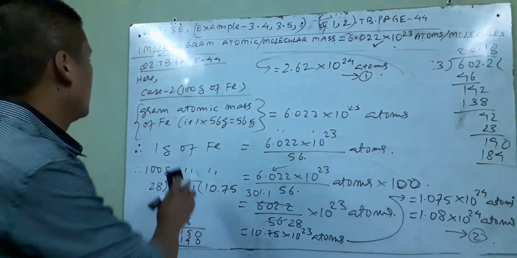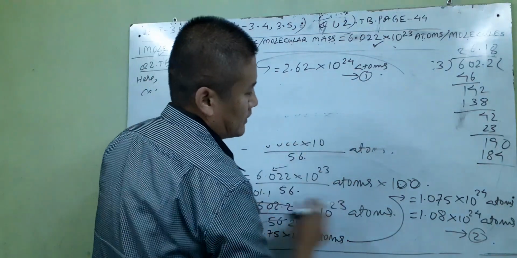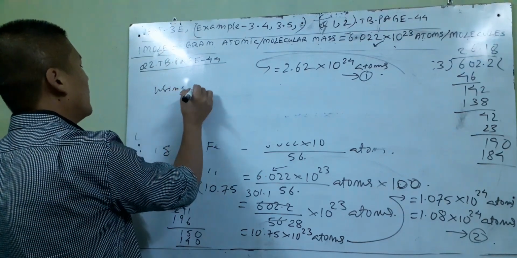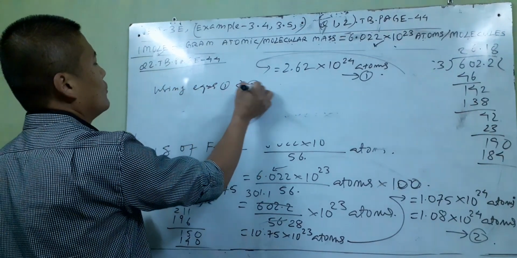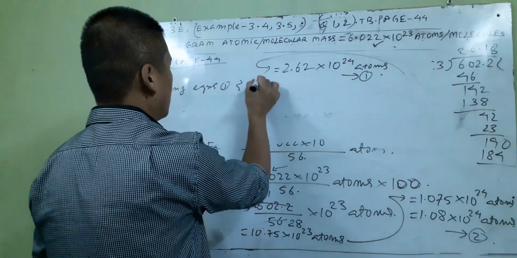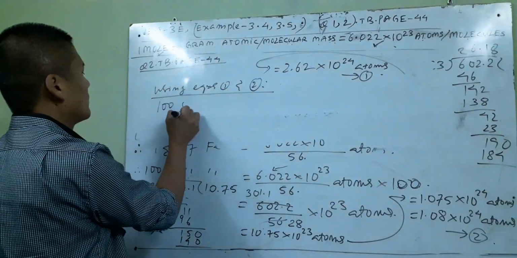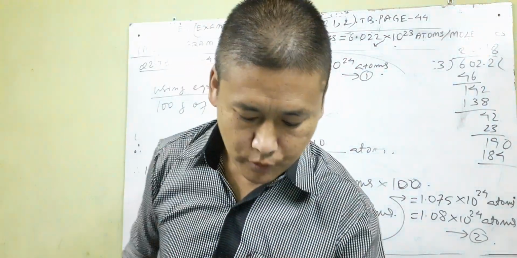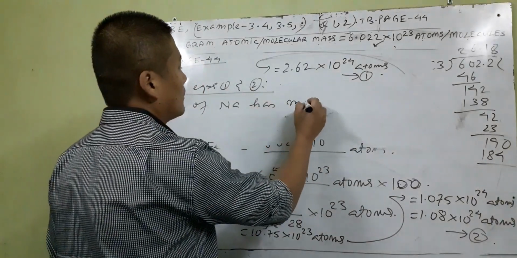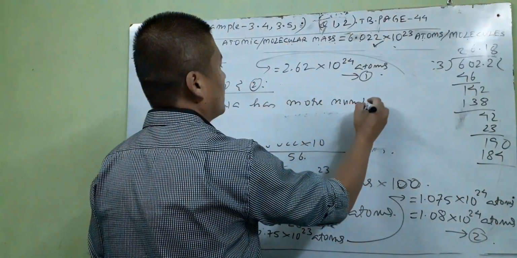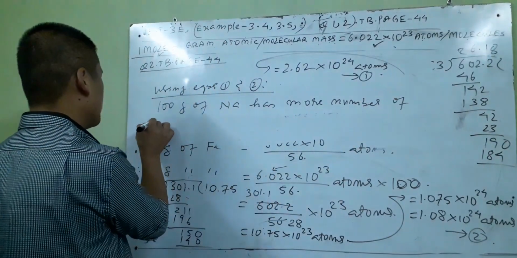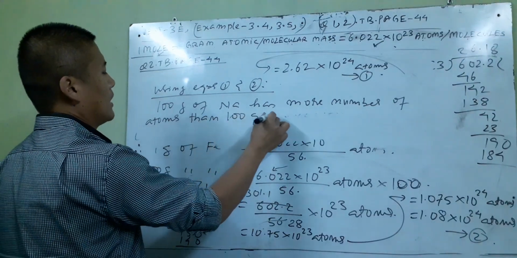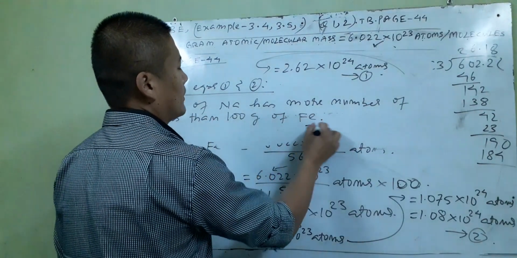So you write the final answer. The final answer means your final sentence after these two. So you write here, using 1 and 2 or comparing equations 1 and 2, you can write your final answer. 100 grams of Na has, the question is saying which has more number of atoms, has more number of atoms than the same mass, that is 100 grams of iron. So that is your answer.